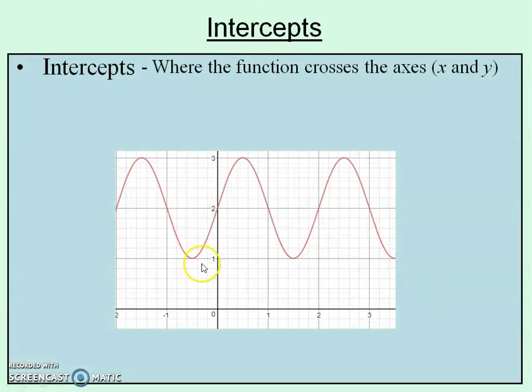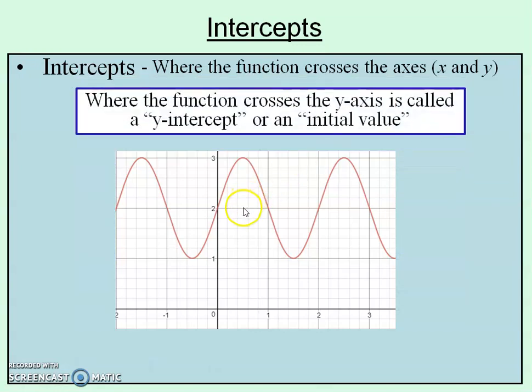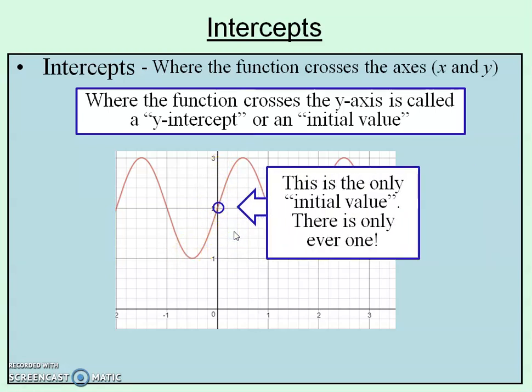So here, where the function crosses the x and the y axes, the y-axis, which is also called the y-intercept or the initial value, is the place where the function crosses the y-axis. And there will only ever be one of them if it's a function. Otherwise, it wouldn't pass the vertical line test.